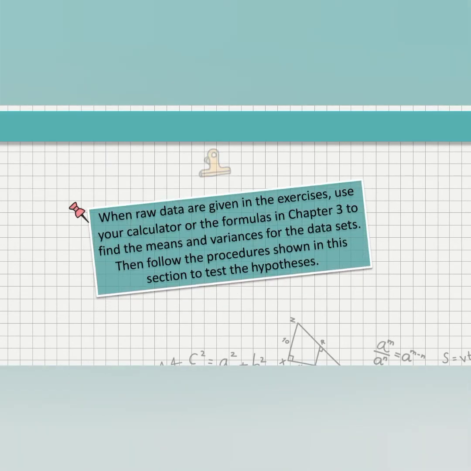Then, when raw data are given in an exercise, use your calculator or the formulas in Chapter 3 to find the means and variances of the data sets. Then follow the procedures shown in this section to test the hypothesis.